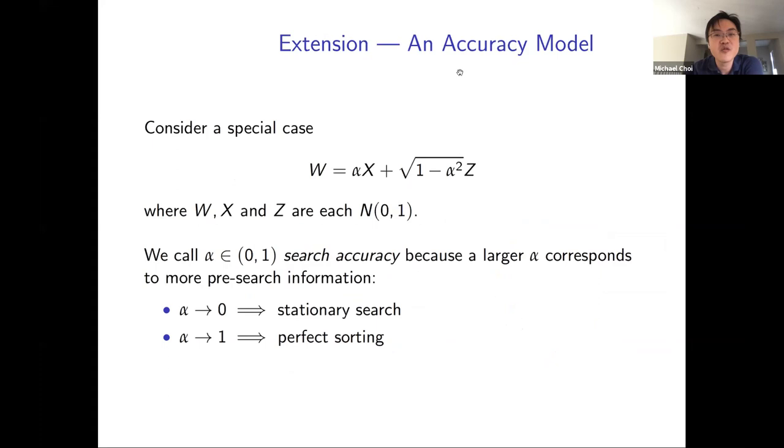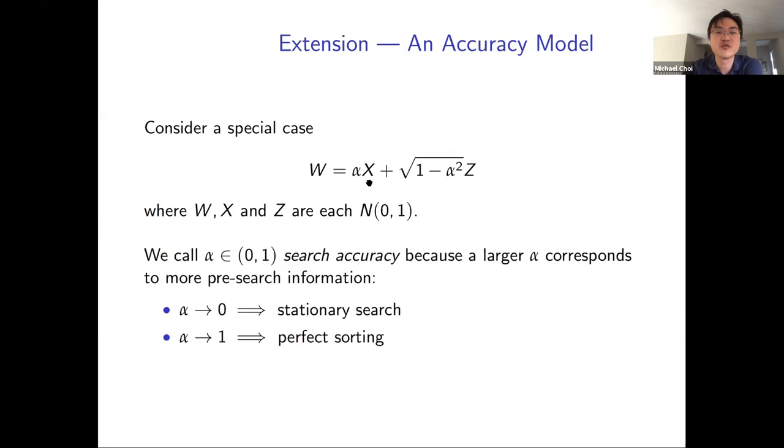We assume the payoff of the weight of the boxes is the sum of two random factors, and we have this scalar parameter alpha. If we assume everything's Gaussian, then we can just change the value of alpha so that we can shift the variance from the hidden factor to the known factor as we increase alpha from 0 to 1.